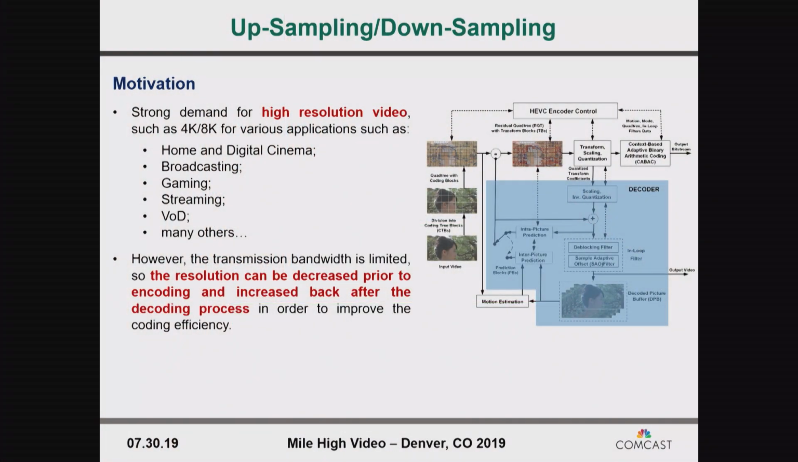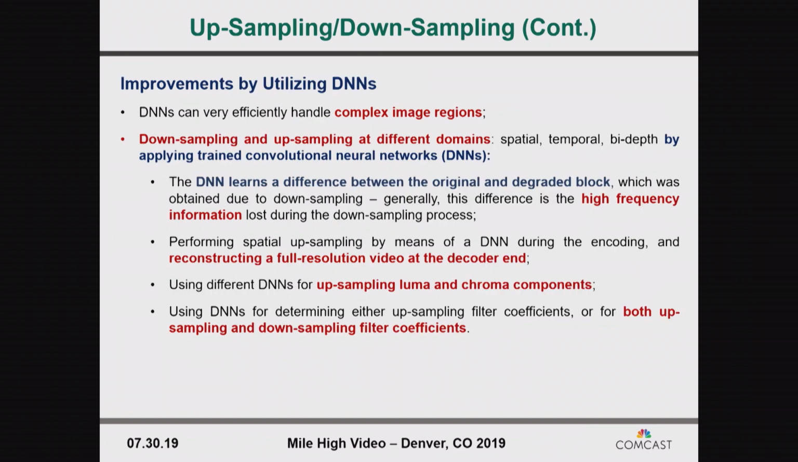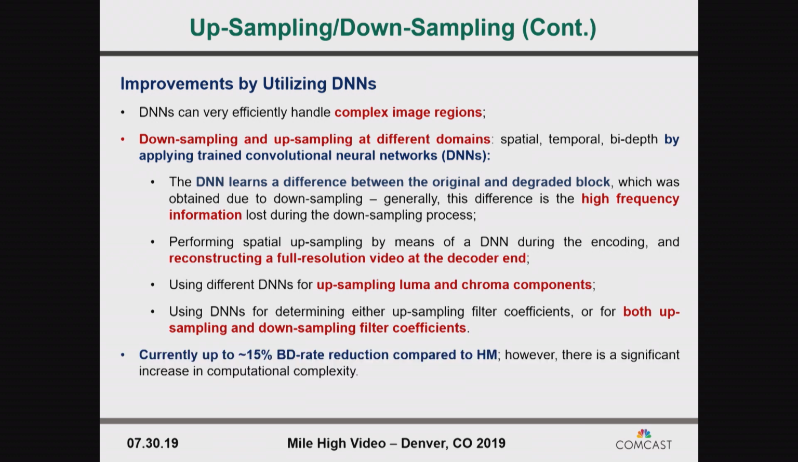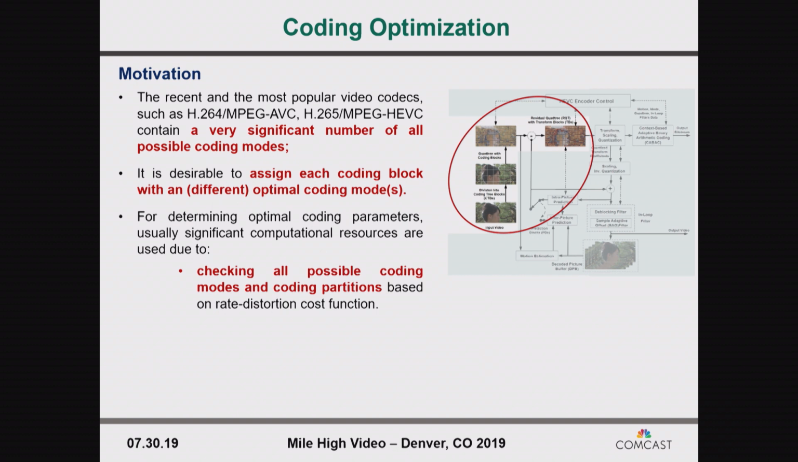Now, an additional approach is upsampling, downsampling. As you well know, because there is a need for many different resolutions, one of the approaches to improve the coding efficiency is to downsample the video resolution prior to encoding, and then upsample it back. And it can be done by deploying deep neural networks, and we can use them for upsampling Luma and chroma components in quite an accurate manner and get very nice gains, something up to 15% currently. This is really nice. So this can also be done by neural networks.